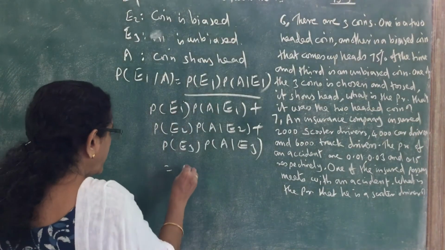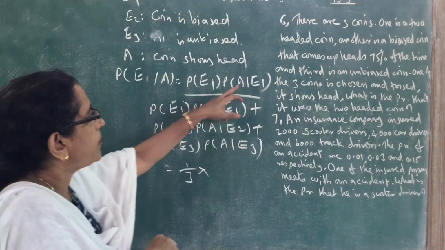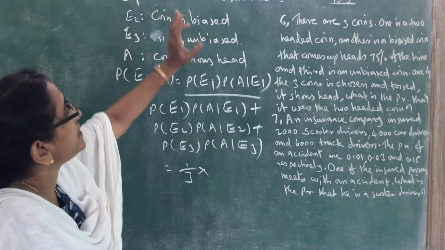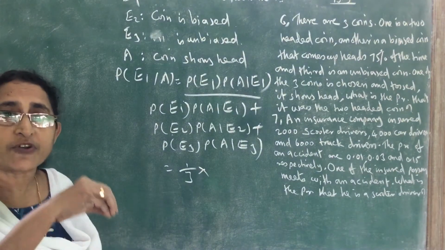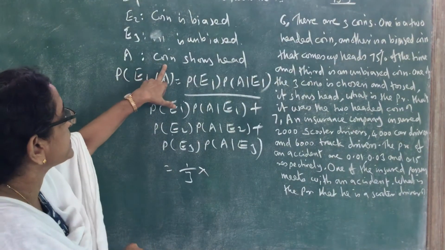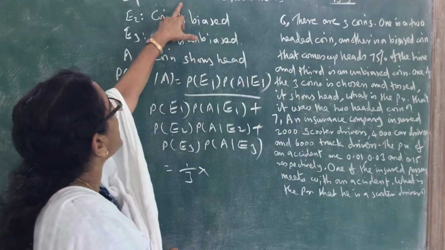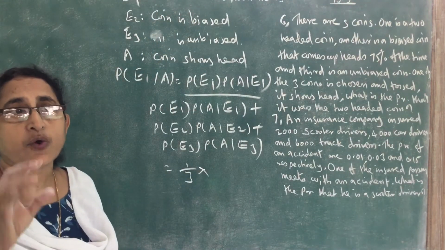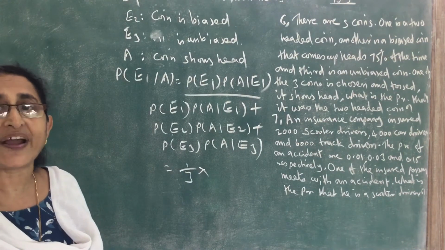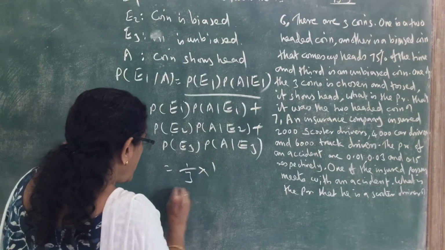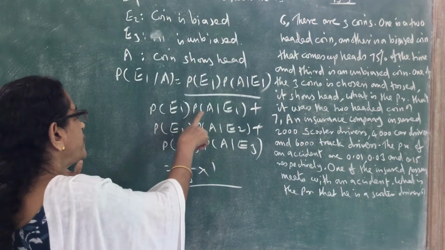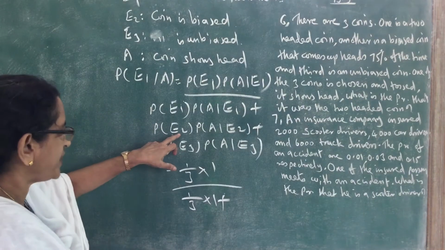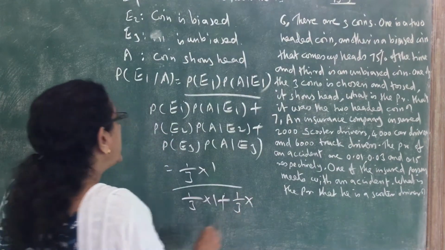So probability of E1, 1 by 3, into probability of A given E1. If the coin is the first type, two-headed coin, what is the probability of getting head? What is the probability that the coin shows head? If the two-headed coin is chosen, in the two-headed coin both sides are head. So what is the probability of getting head? 2 by 2, that is 1. Divided by the same thing, probability of E1 into probability of A given E1, 1 by 3 into 1, plus probability of E2, that is also 1 by 3, into A given E2.